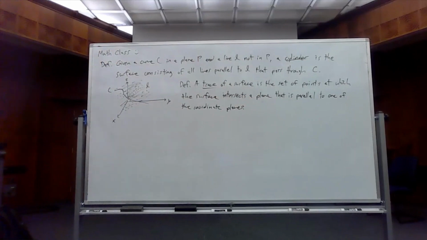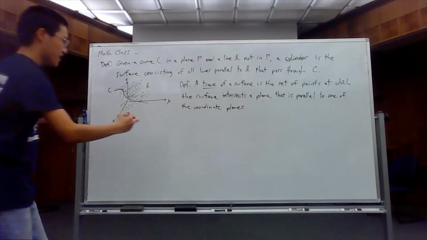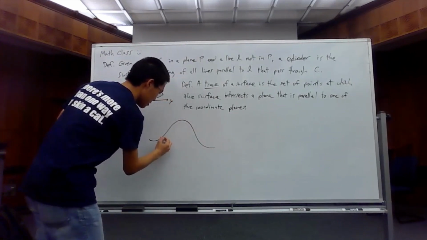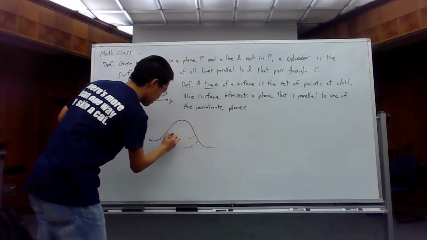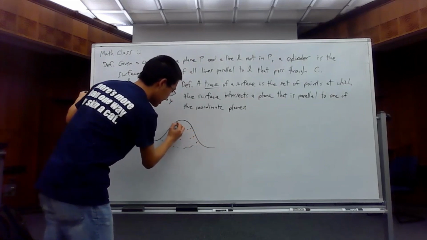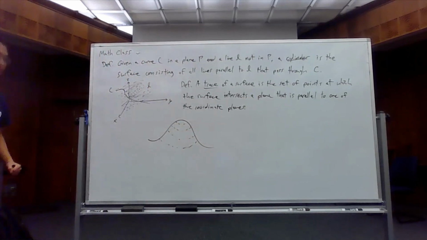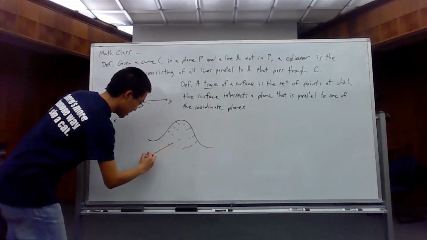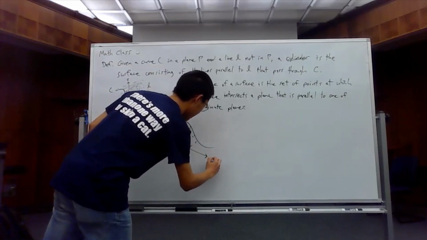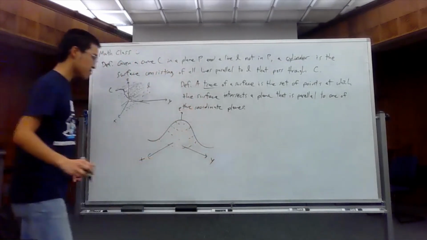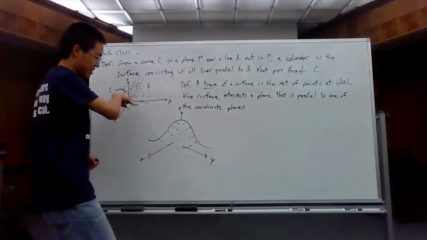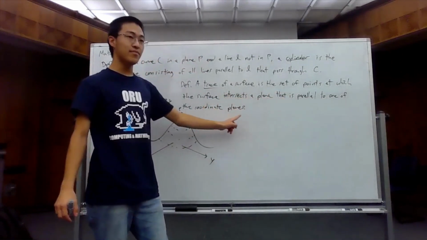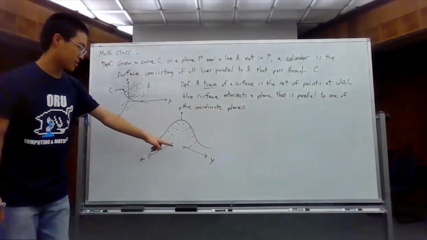So let me draw a picture here. If I have a little, and this is rounded. The dotted lines are to provide depth perception. This is a three-dimensional object. Now, if this is existing in X, Y, and Z, I'm not allowed to just take a plane that slashes through sideways like that, because that would not be parallel to a coordinate plane. I need it to be parallel to one of these coordinate planes.